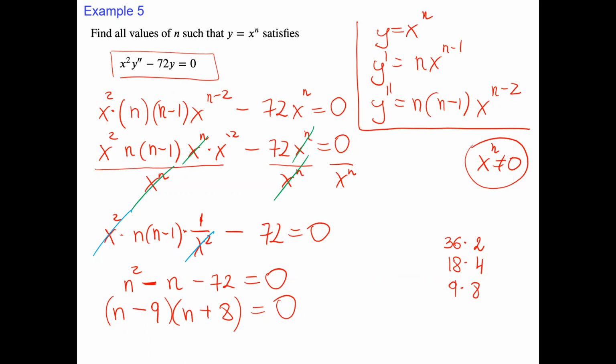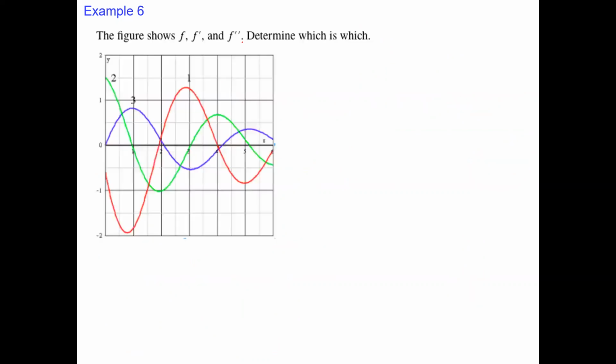N is 9 or n is negative 8. That's the answer. Of course, n equals 9 will give us a nice power function, x to the power of 9. Negative 8 is the rational function, it's 1 over x to the 8. But both of the n values satisfy this differential equation. I mean the functions x to the power of 9 and x to the power of negative 8 will satisfy this differential equation. Okay, and I have one more question.